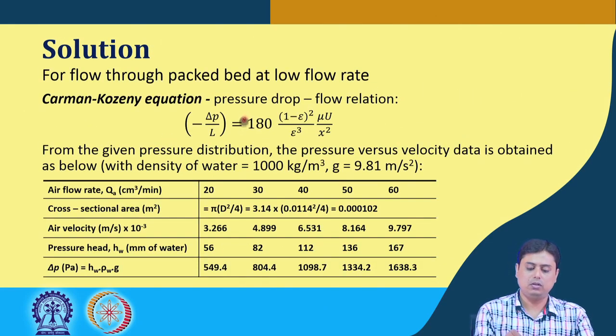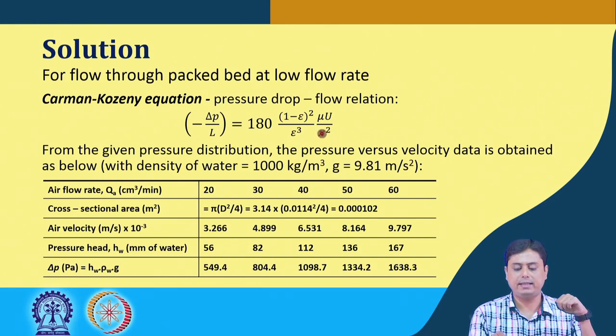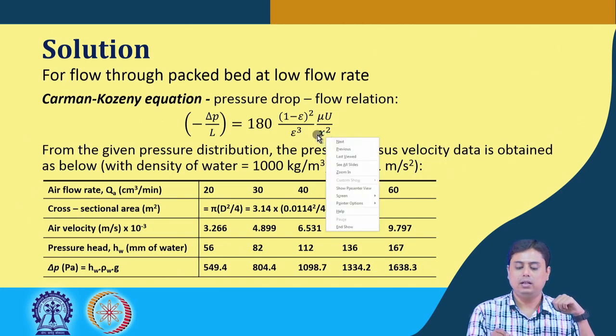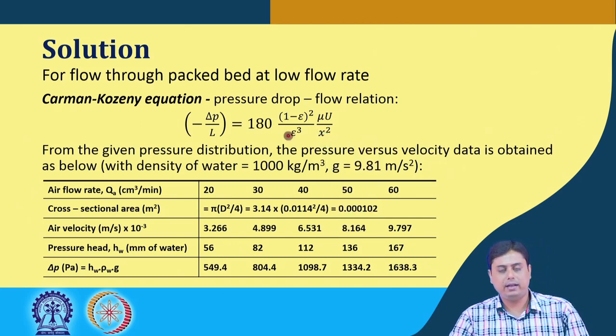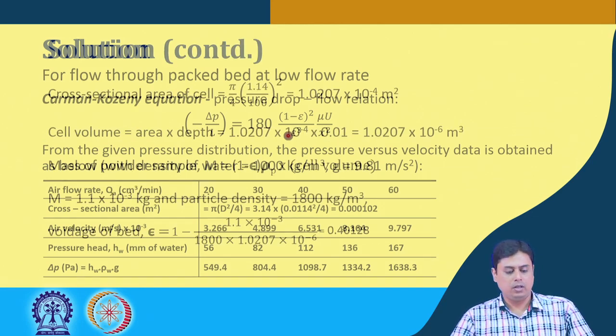where you can find out what is the slope of that graph, which is nothing but this expression, this 180 (1 minus epsilon) square by epsilon cube multiplied by the mu and x square, where x is the unknown value. Once you do that, you can find out what is x, but you do not also know directly what is the value of epsilon, the porosity or the bed voidage value. So, how do you calculate that? How do you estimate that from this given information?